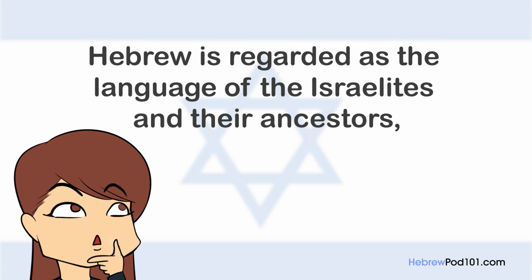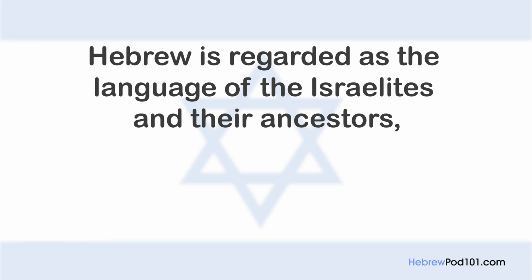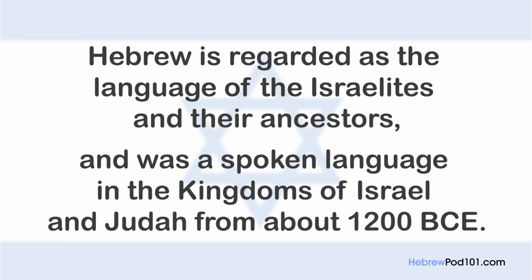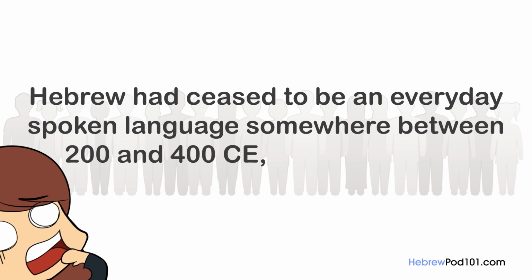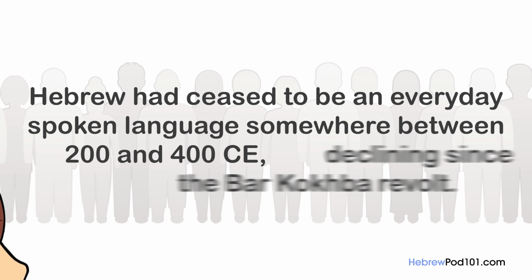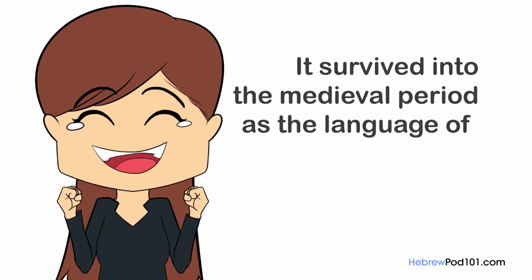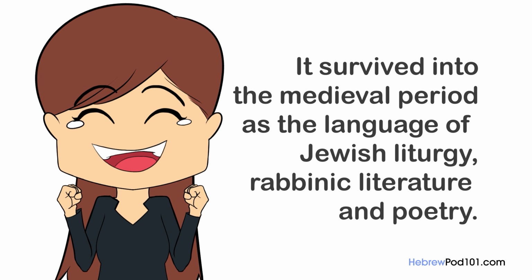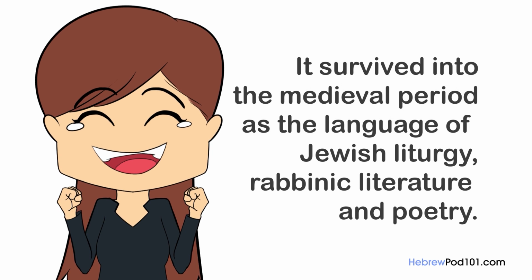Historically, Hebrew is regarded as the language of the Israelites and their ancestors, and was a spoken language in the kingdoms of Israel and Judah from about 1200 BCE. Hebrew had ceased to be an everyday spoken language somewhere between 200 and 400 CE, declining since the Bar Kokhba revolt. However, it survived into the medieval period as the language of Jewish liturgy, rabbinic literature, and poetry.